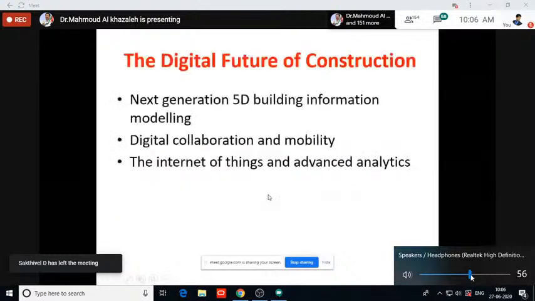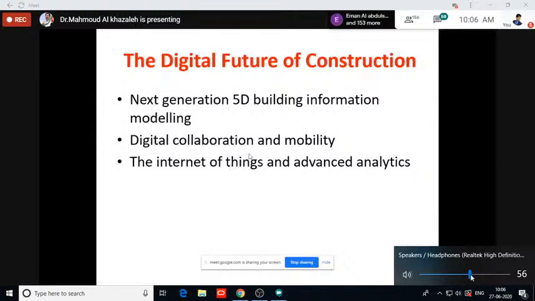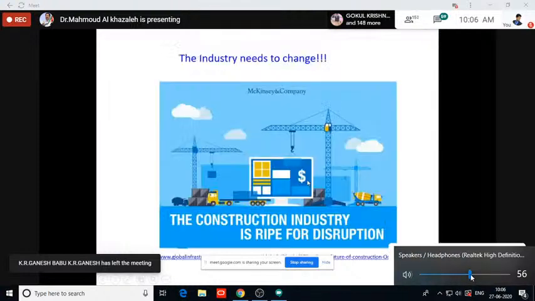Future trends. The future trends, we call it the digitalization of construction. The next generation 5D BIM will be used, while digital collaboration and mobility with mobiles and other technology are used, and the internet will be involved here in advanced analytics. The industry needs to change.